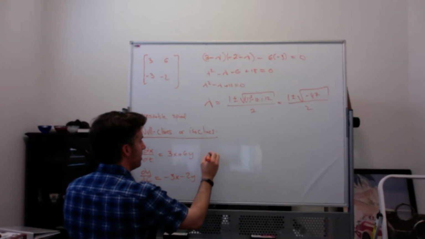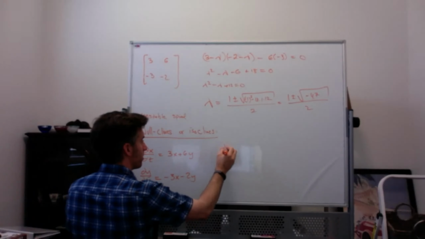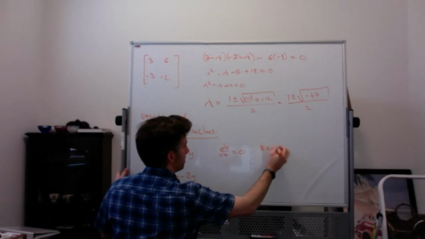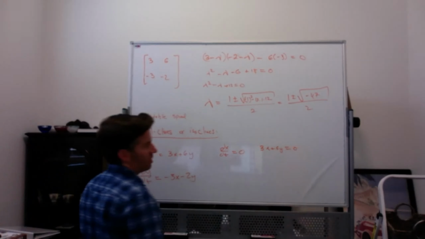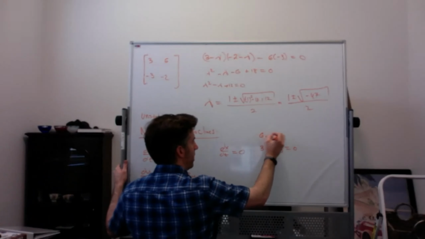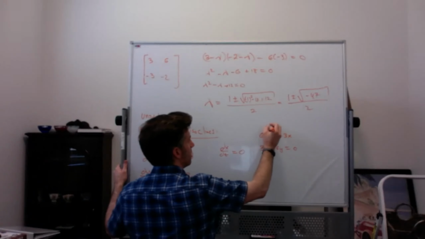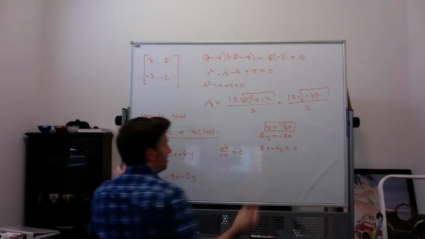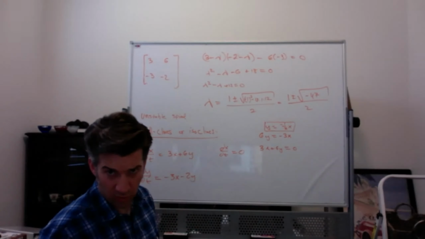If I set this equal to 0, I get 3x plus 6y equal to 0. And solving for y as a function of x, I'm going to get 6y equal to negative 3x. y is going to equal negative 1/2 x. So I just get a straight line that goes through the origin.